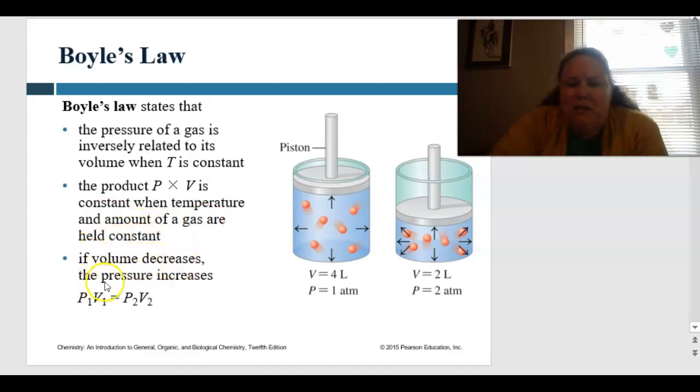If the volume decreases, then that means, because it's inverse, that the pressure is going to increase. So your equation that we're going to be working with is P1 V1 equals P2 V2. So here is a picture of a piston driving down some gases. In the first one, we have a volume of 4 liters, and the pressure is 1 atmosphere. In the second one, when we compress it, we're going to be decreasing the volume to 2 liters. Therefore, the pressure is going to increase, because it's inversely related, to 2 atmospheres.